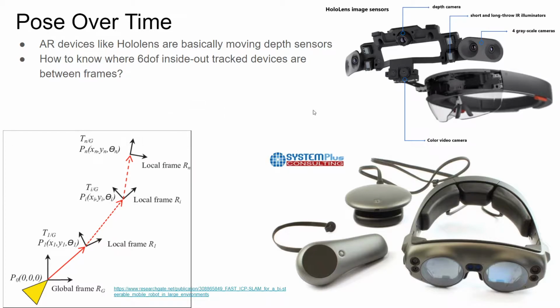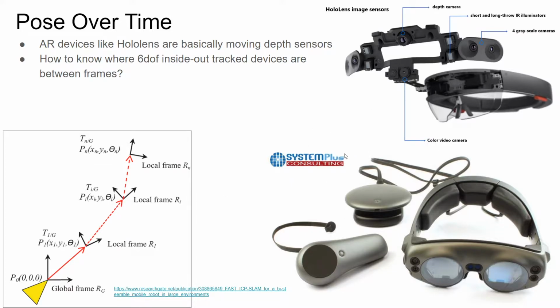And so how do we know where these devices are between frames? And I put inside-out tracked because that's important. If you're tracking things externally, like with the Vive, which has IR sensors that are little blocks at the corners of your room, you don't really need to use image-based methods because if you have external trackers, you can easily triangulate where the rays are intersecting and things like that.